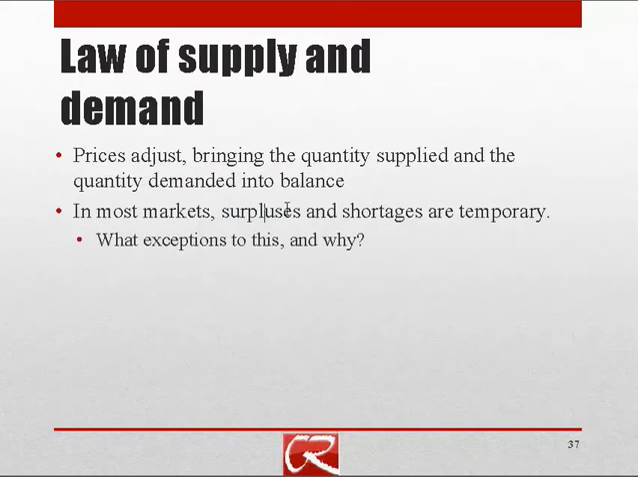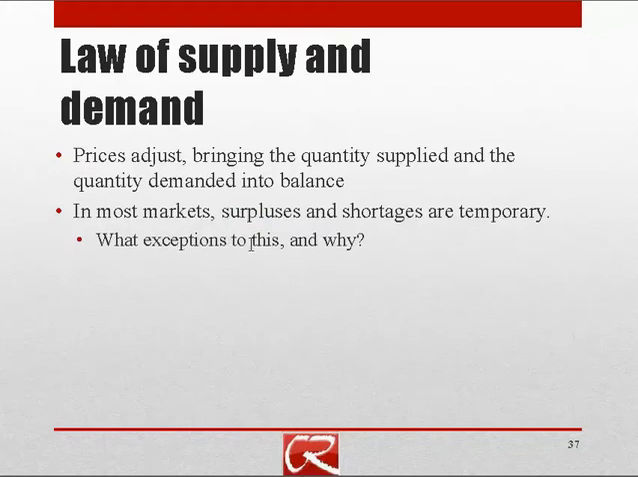So in most markets, we tend to see that surpluses and shortages are temporary. There are some exceptions to this, though. One way to characterize unemployment is that it's a situation where we have a surplus in the labor market. There are people who are willing and able to work for the current wage, the going market wage, but they can't find anyone to hire them.